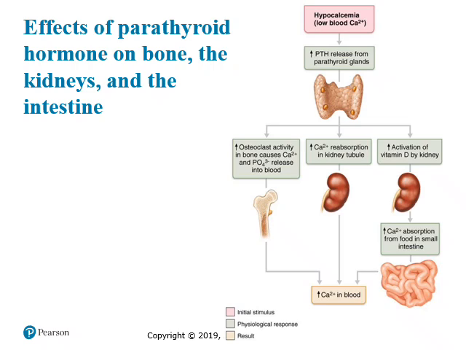Now let's take a look at the role of the parathyroid hormone on the bone, the kidneys, and the intestine. In this section, we are going to discuss the role of calcium and phosphate, because the parathyroid gland is responsible for the absorption of calcium.